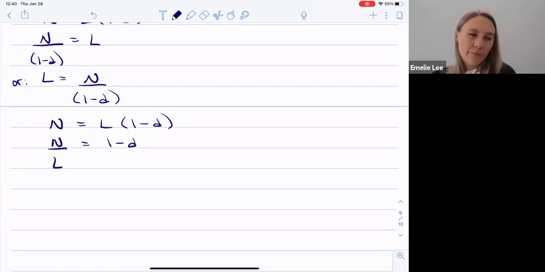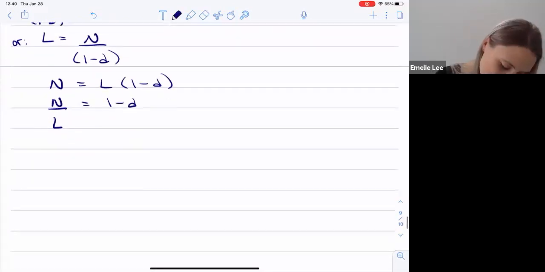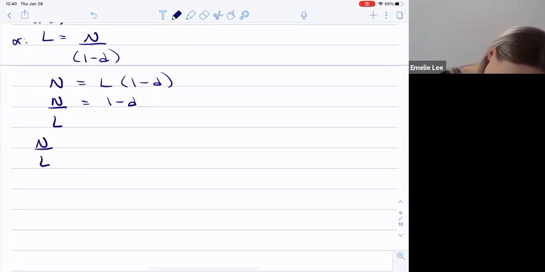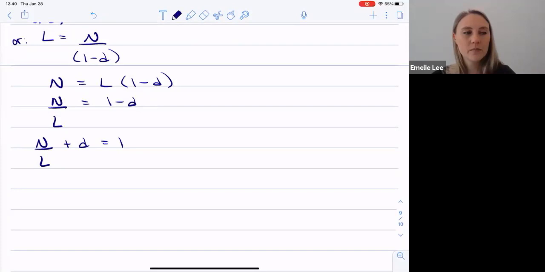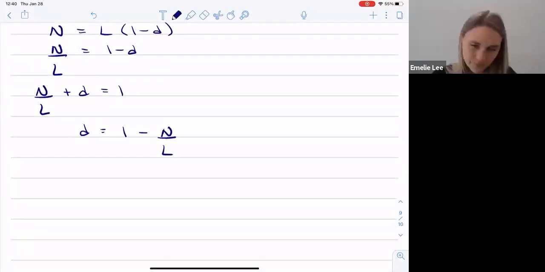And from here, there are a few options that you have, right? What I'm going to do to eliminate this minus D is add it to the left-hand side, okay? And that'll make it positive, but also move it to the left-hand side, which is typically where I want it. So it's kind of a two birds with one stone situation. N over L plus D equals 1. Getting D on its own, I have to subtract N over L from both sides, right? So then I get D is 1 minus N over L.